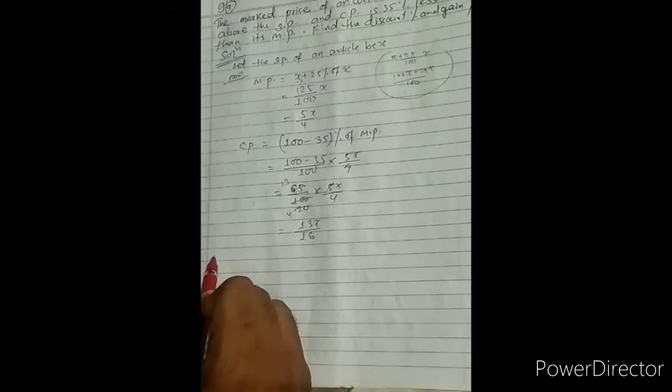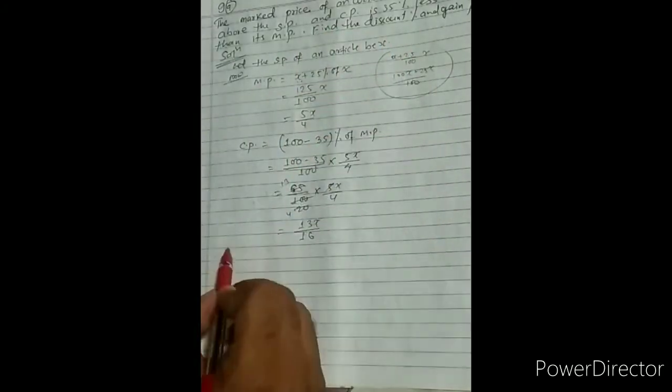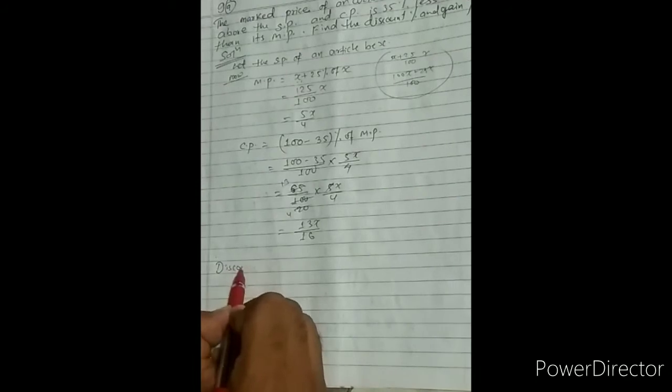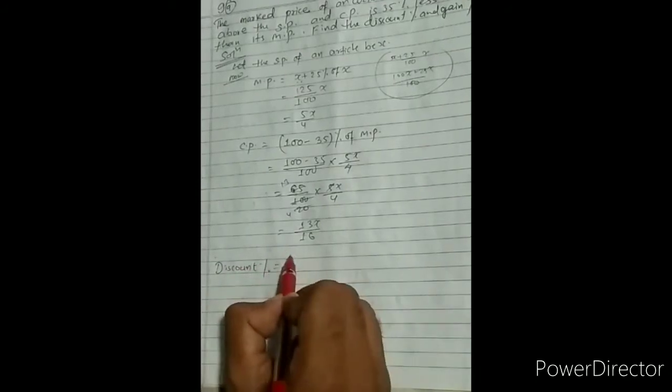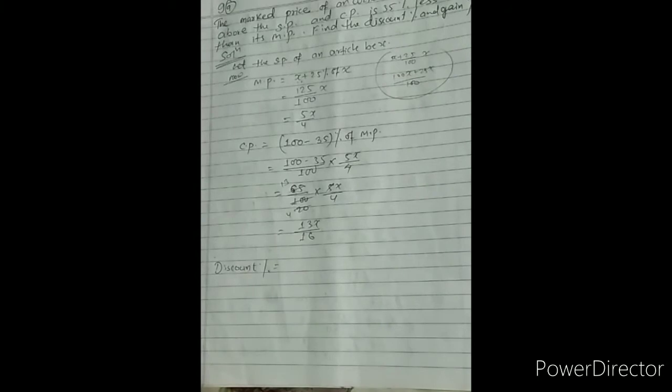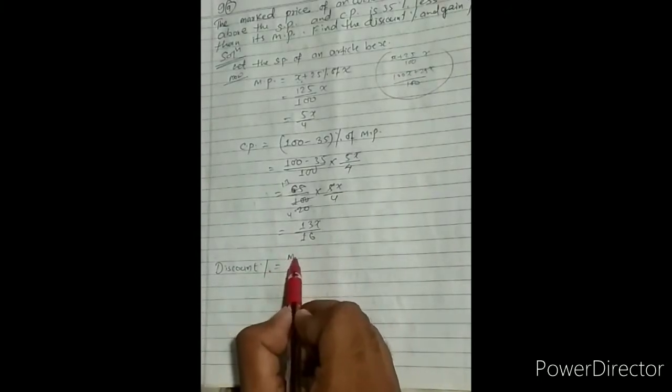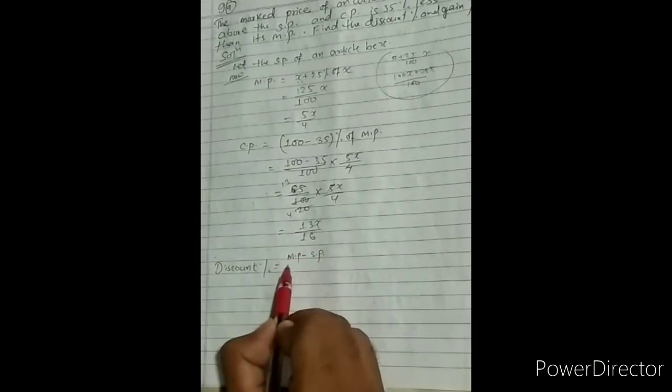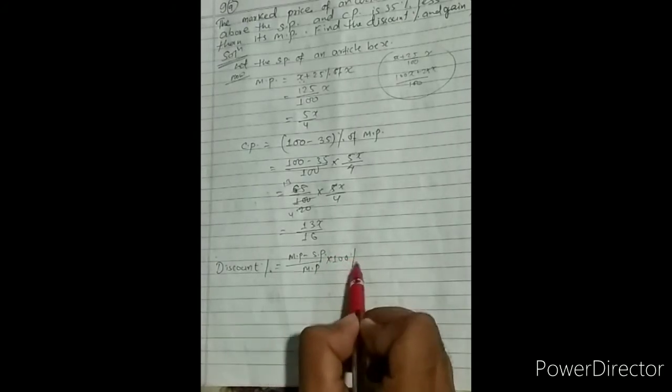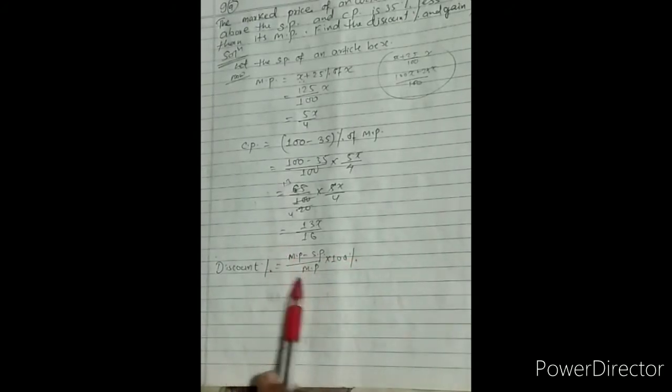Now you have to find discount percent and gain percent. First of all, let's find discount percent. What is the formula of discount percent? Discount by MP into 100%. But discount is not given, so we can write MP minus SP. This is discount by MP into 100%.